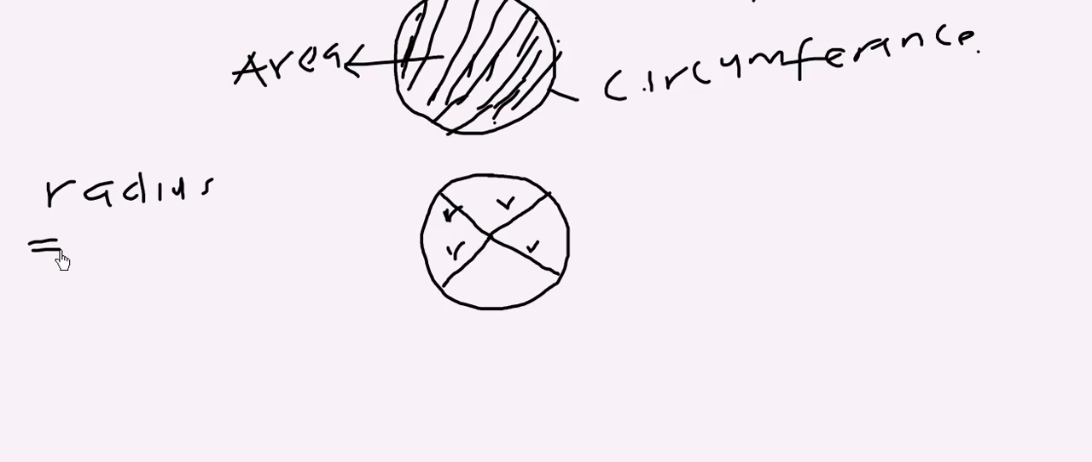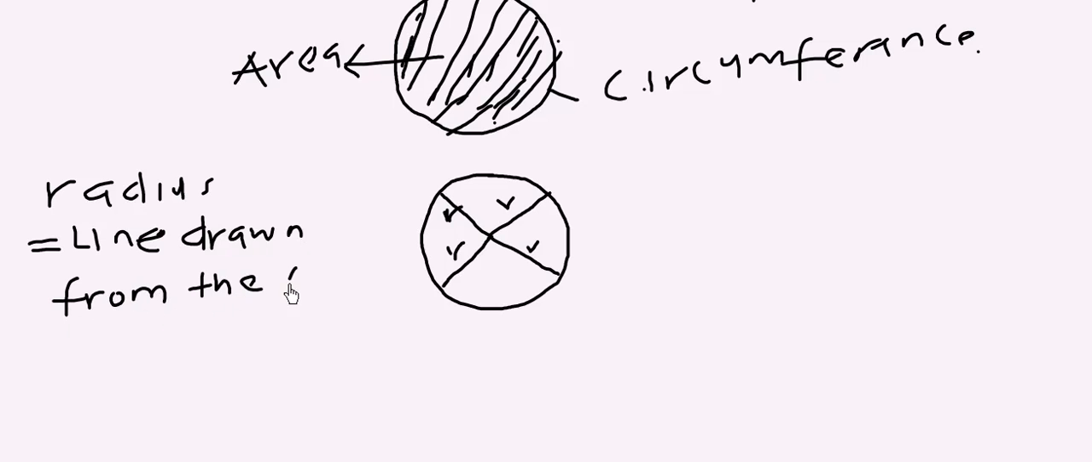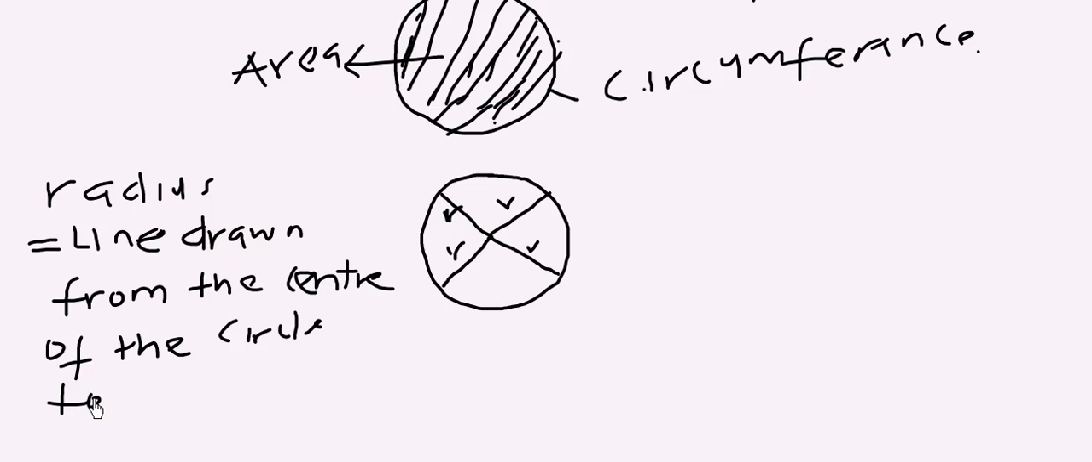So we have the radius is equal to the line drawn from the center of the circle to any part of the circumference.